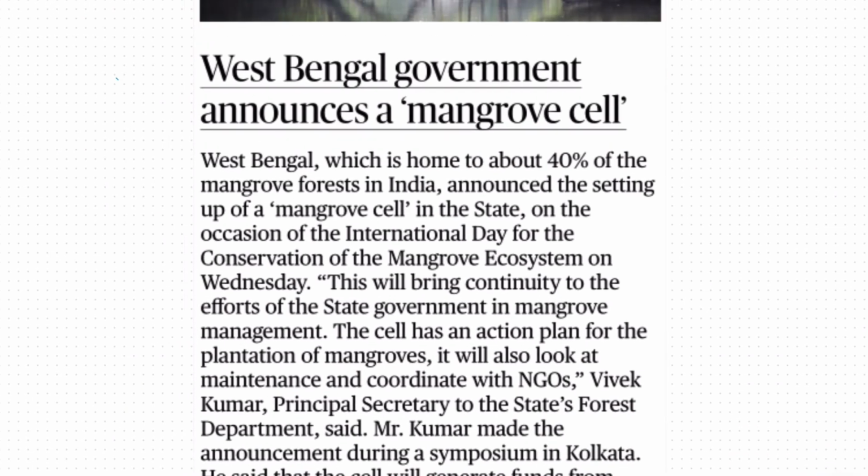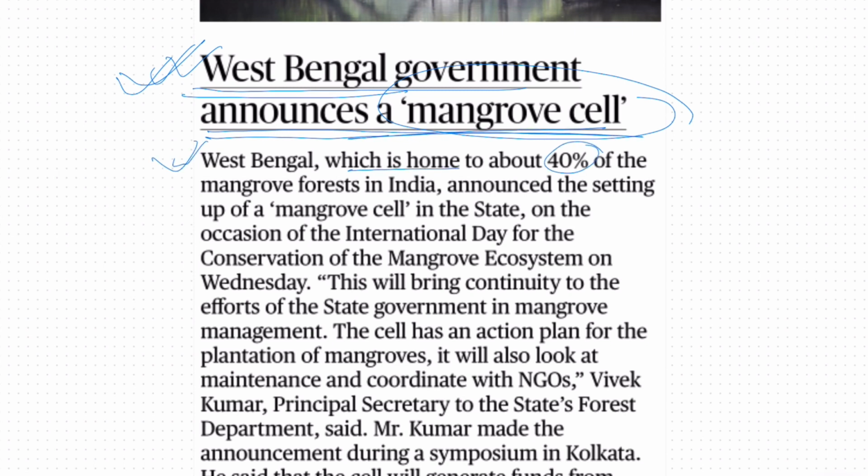Next article: West Bengal government announced a mangrove cell. The West Bengal state government announces a mangrove cell. West Bengal, which is home to about 40% of the mangrove forest in India, announced the setting up of a mangrove cell in the state on the occasion of International Day for the Conservation of the Mangrove Ecosystem on Wednesday.